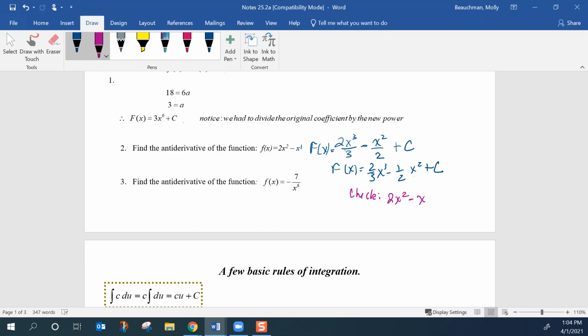So let's try the next one. We have to rewrite so that our function is equal to negative 7 x to the negative 6, so that we can apply the power rule. So when we take the antiderivative, add 1 to the power, I get negative 7x, negative 6 plus 1 is negative 5, and divide by the power, negative 5, plus your arbitrary constant. So the antiderivative would be 7/5 x to the negative 5 plus a constant.